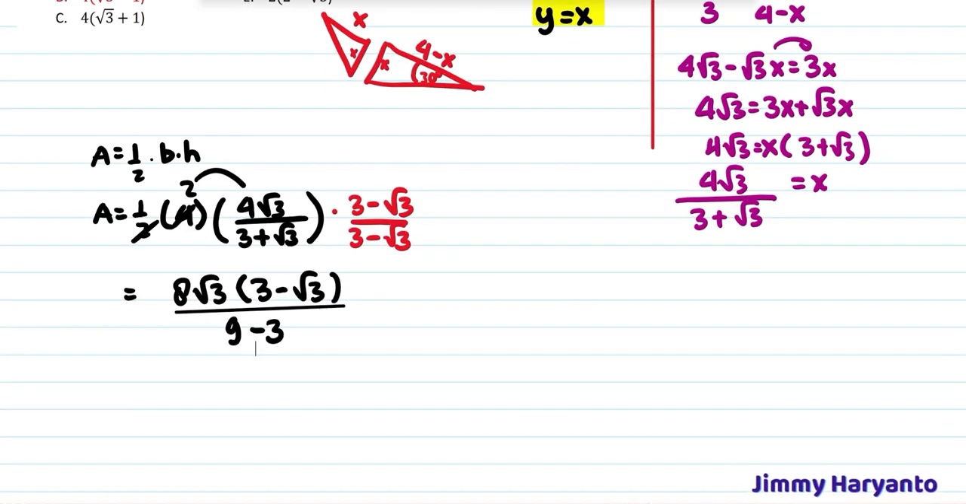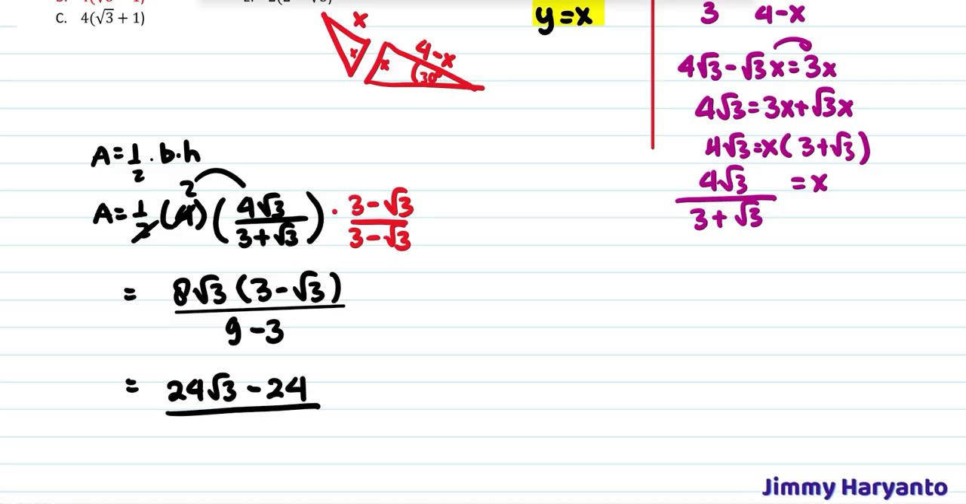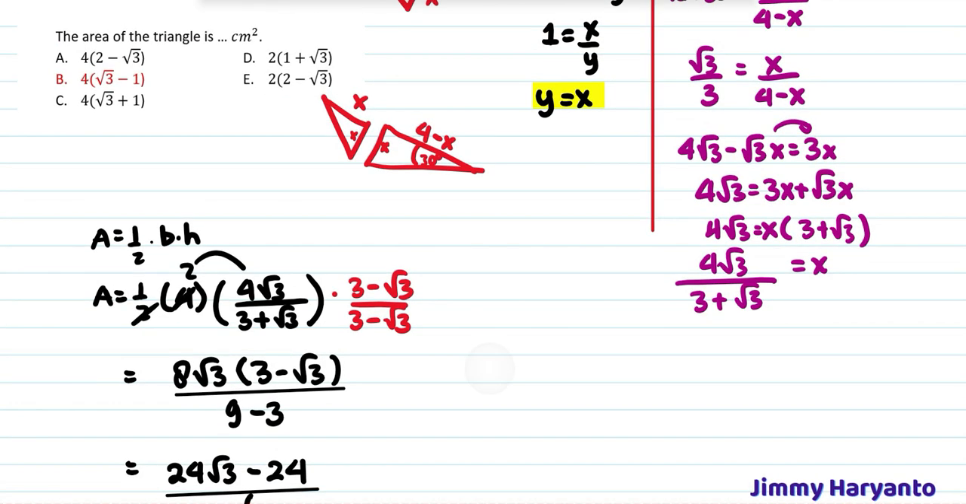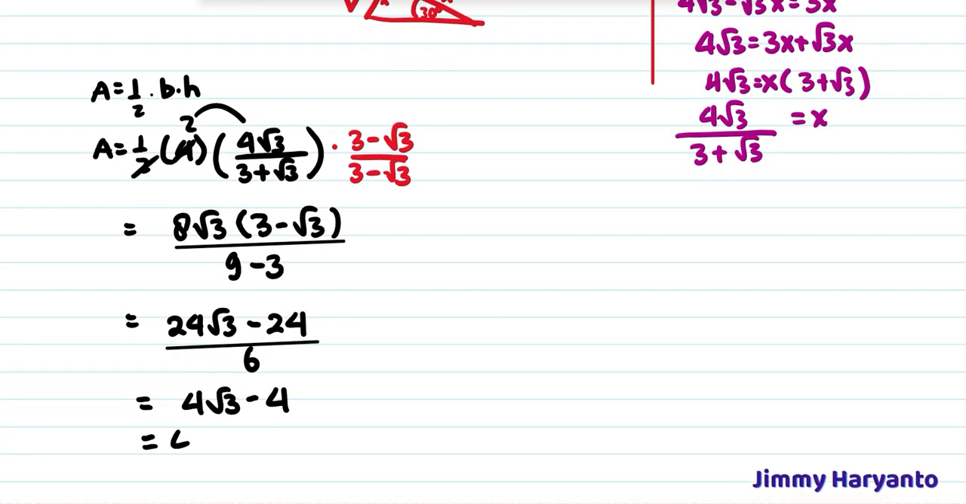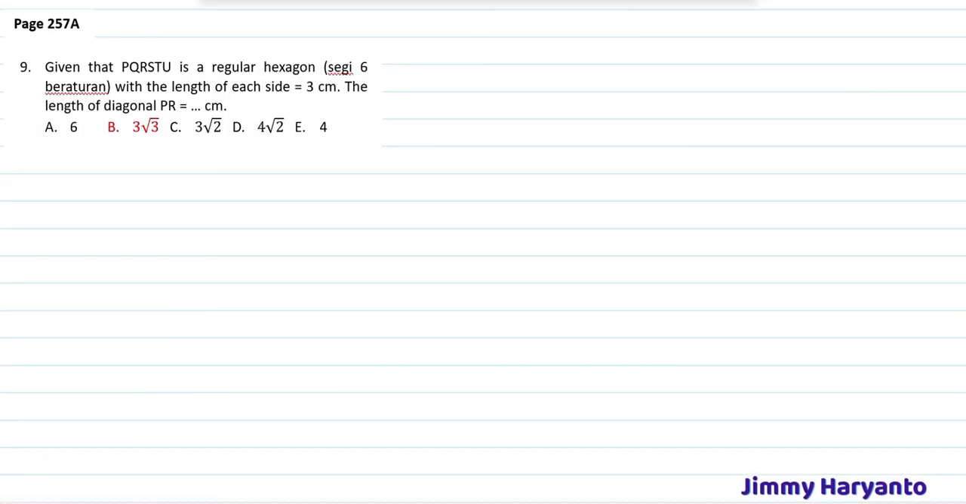Okay, and then you multiply this, you'll have 24 square root of 3, and you multiply this also, you'll have negative 24 out of 6, and then when you divide it, you'll have 4 square root of 3 minus 4. Oh, you have to factorize the 4: 4 open bracket square root of 3 minus 1. That's it. Okay, next is a hexagon.